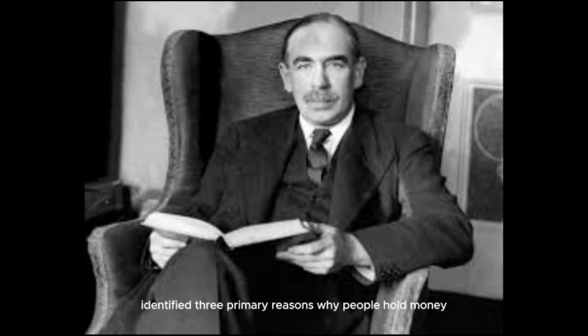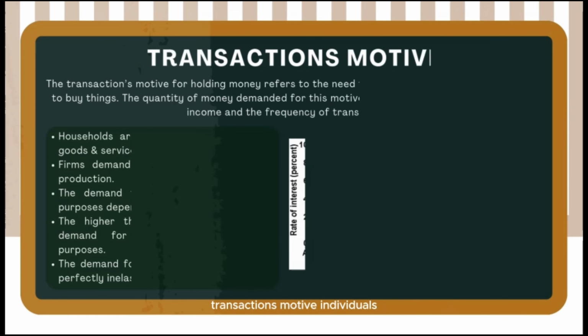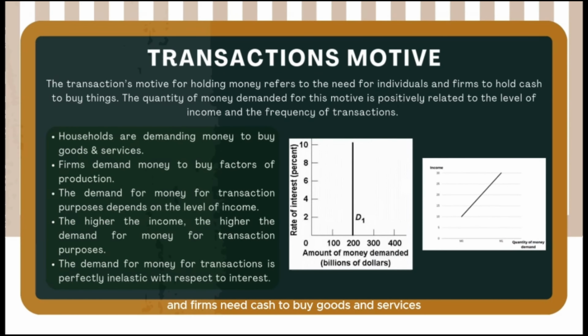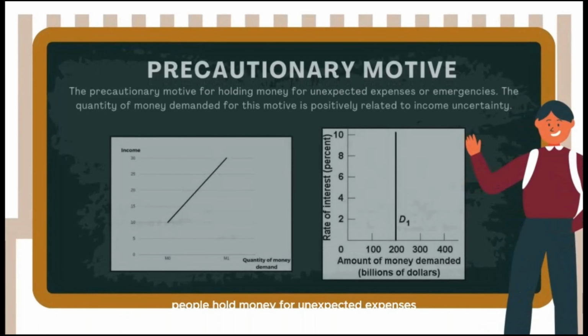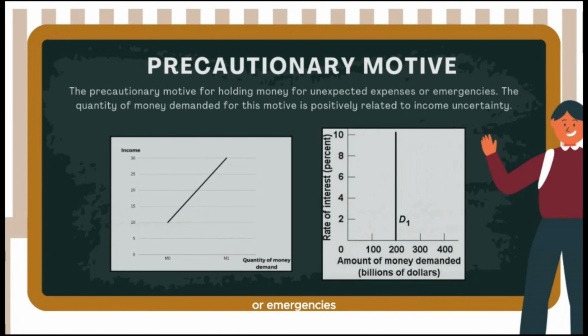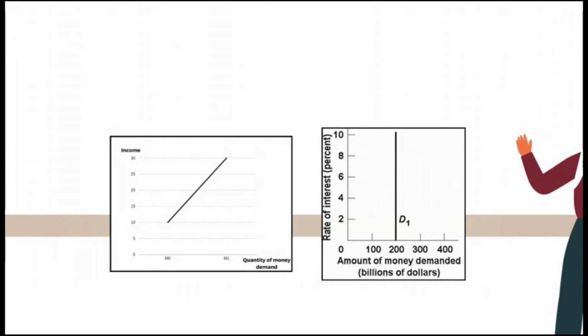John Maynard Keynes identified 3 primary reasons why people hold money. Transactions motive: individuals and firms need cash to buy goods and services. The demand for money here is directly related to the level of income and frequency of transactions. Higher income results in higher demand for money for transactions. Precautionary motive: people hold money for unexpected expenses or emergencies. This demand is positively related to income uncertainty.